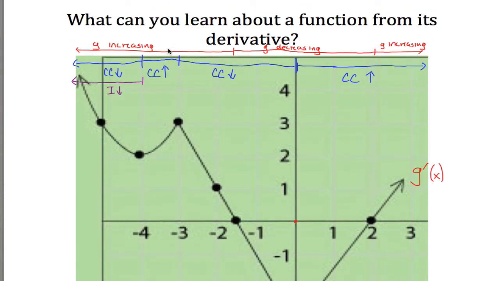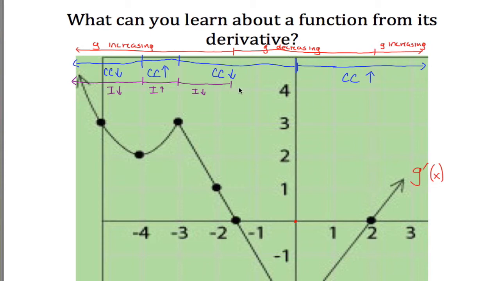And then what happens? Well, we're still increasing. I mean, we're increasing all the way till we get over here. But between here and here, it switches to concave up. So we're increasing and concave up, and then we go back to increasing and concave down. All right, we're increasing all the way from here to here, which is why these all say I, but the concavity switches a little bit.